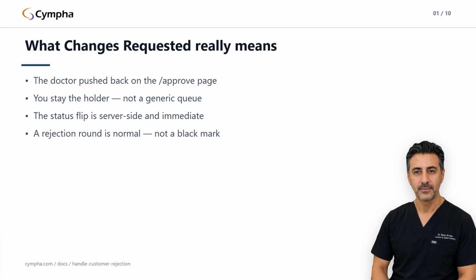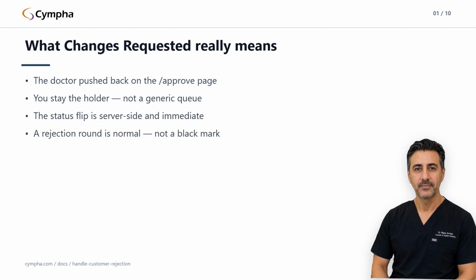And a word on morale, because the rose badge can feel like a black mark, it isn't. Round trips are the whole point of the approval gate, surfacing disagreements before manufacturing. A case that goes through one rejection round and then approves cleanly is healthier than one that approves on round 1 and gets remade 3 months later.